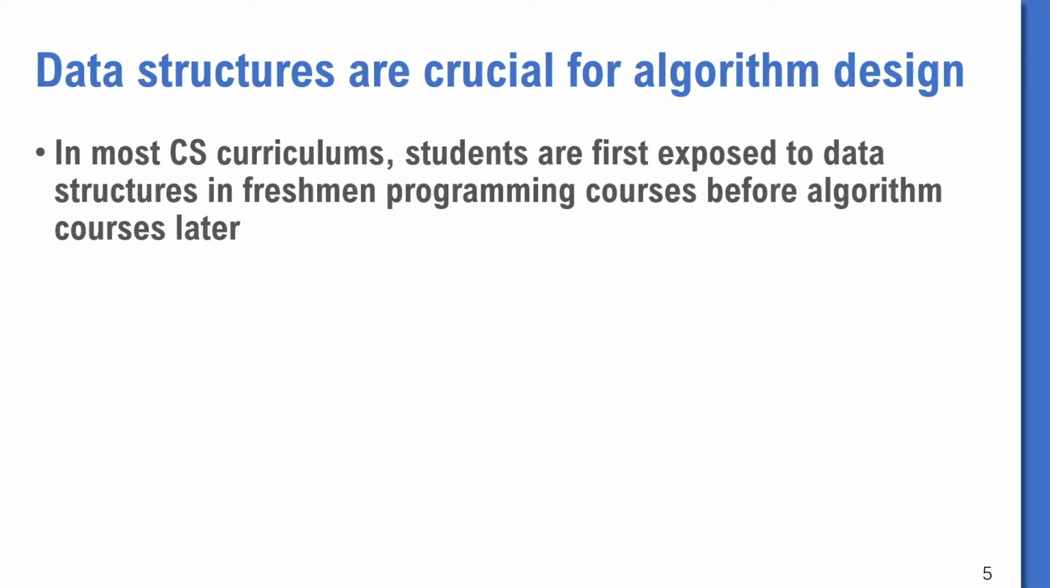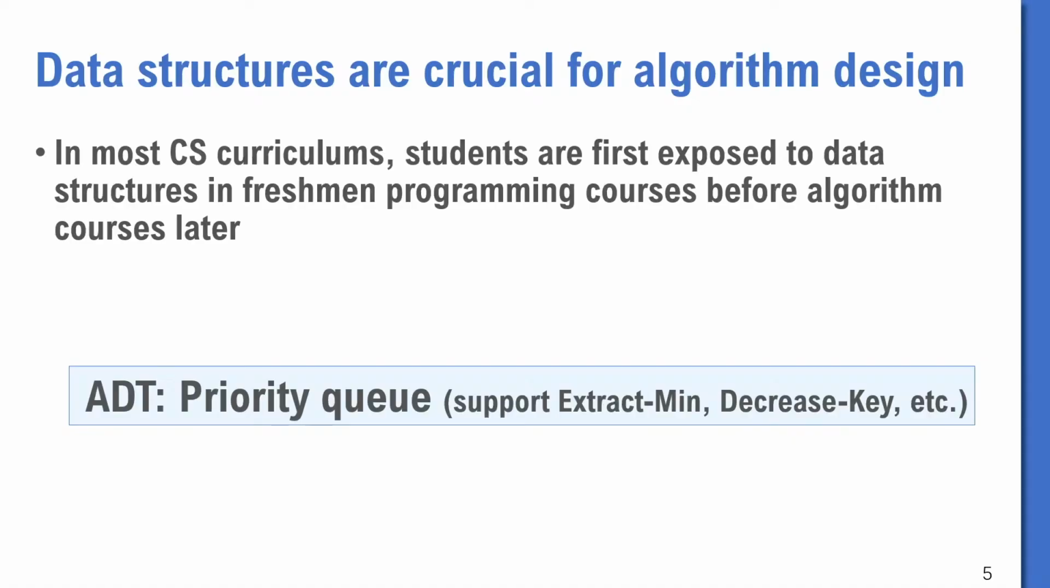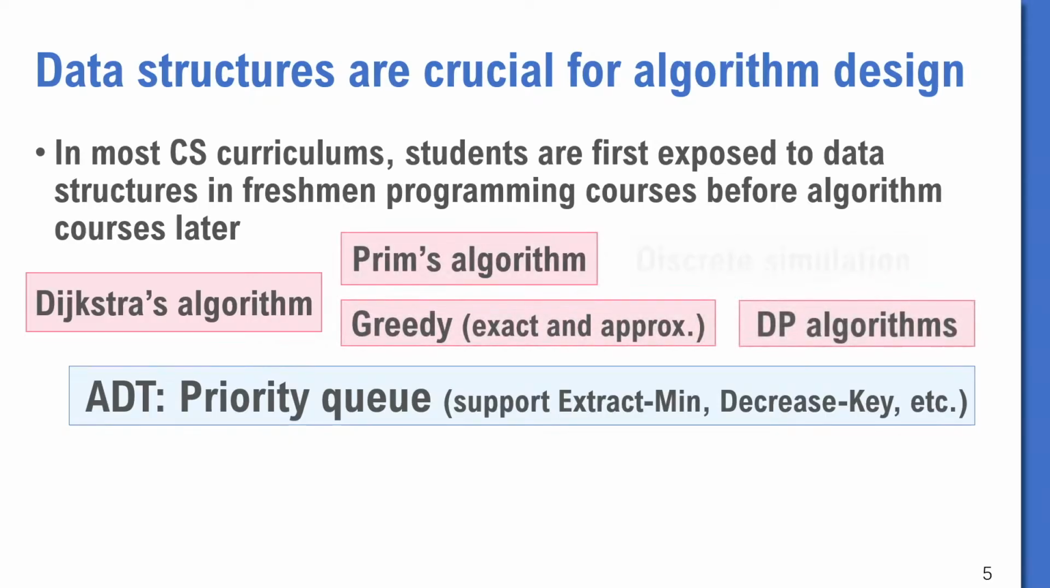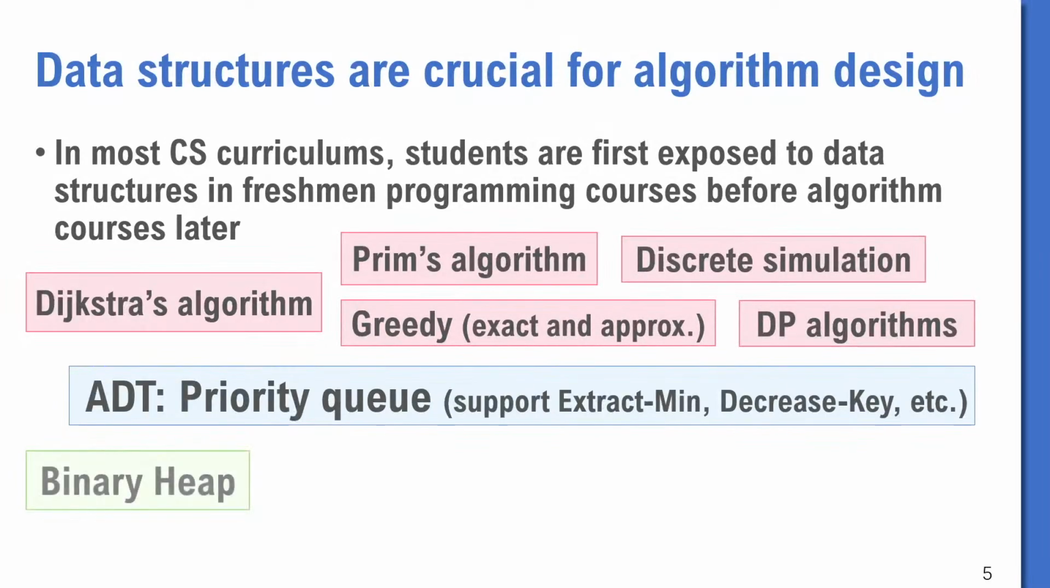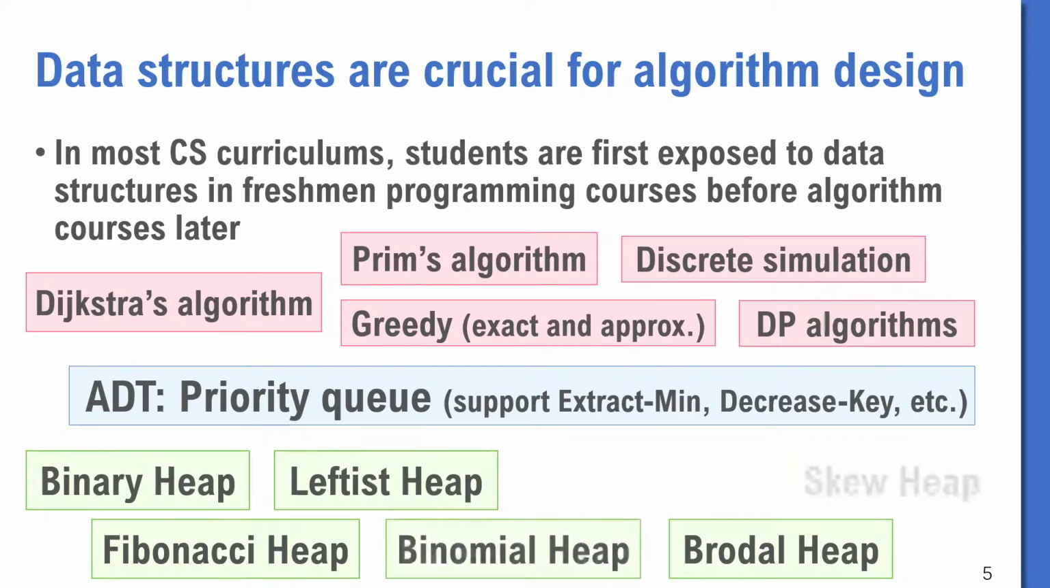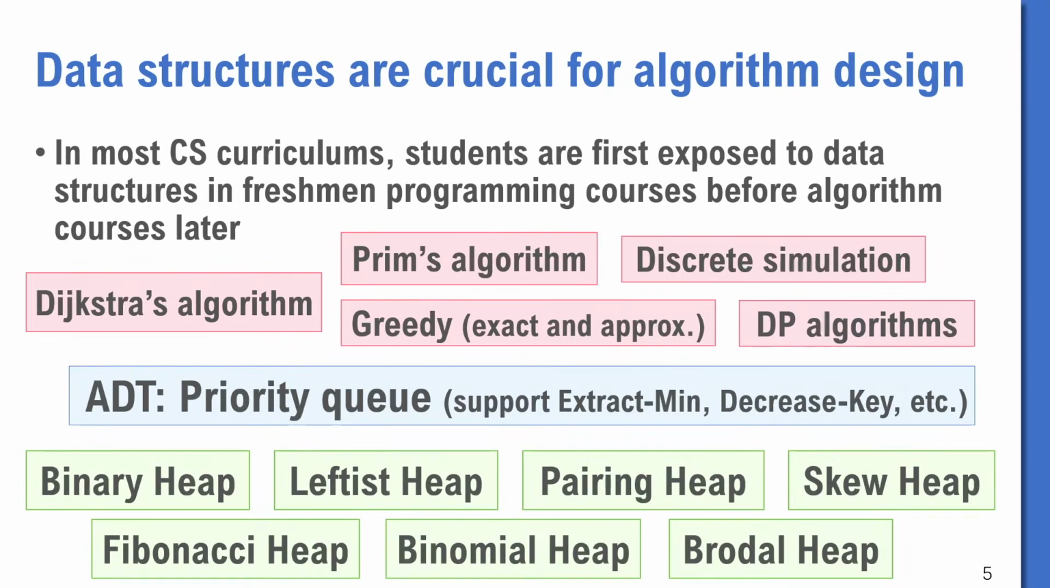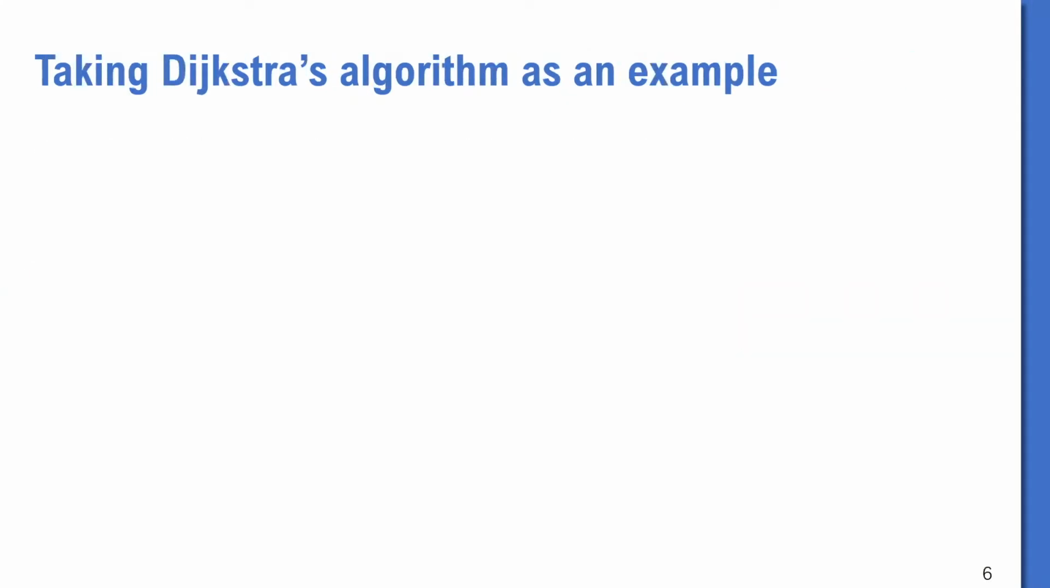In most of the undergraduate CS curriculum in this country, students first learn data structures in the freshman programming courses and then learn algorithm courses in upper division. In these algorithm courses, we learn the coolest ideas like abstract data types, such as a priority queue. You can design algorithms on top of it, and then you can design data structures like heaps to implement them.